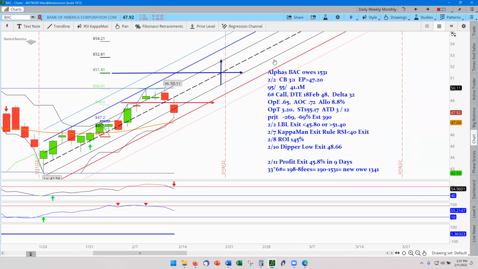Now we're going to do a video on a loser with Carnival Cruises, and we'll explain the various lines and features that I have here on the chart again, so it becomes a little more understandable to you guys.